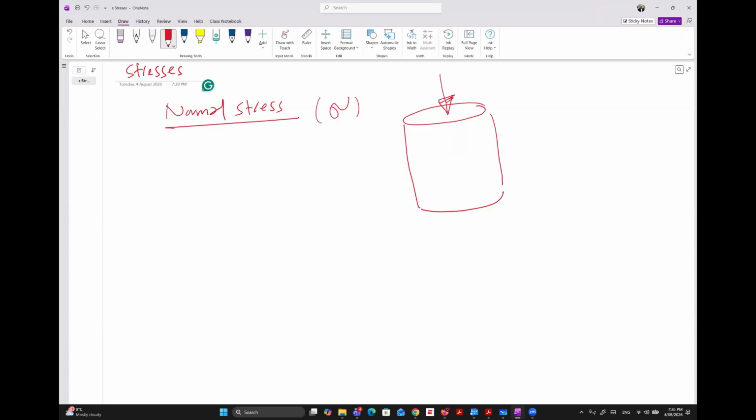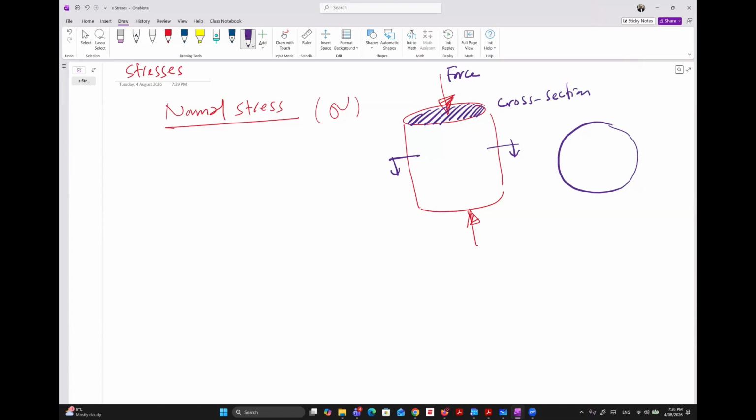result of applying force, and the relation of this force on the cross section. This is the cross section of this member or this rod. So actually the cross section is, for example, a circle. So if I ask you what is the relation between the force, the applied force, and the cross section, do you know?